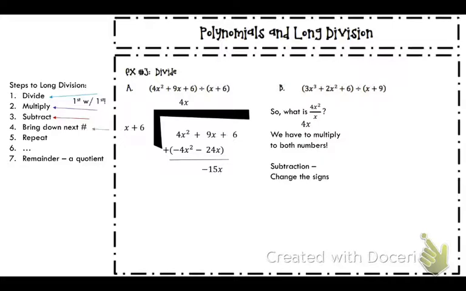Okay? Then you bring down the next number. So I'm going to bring down the 6. Then again, we're just going to repeat. So we're going to go back to dividing. What is negative 15x divided by x?